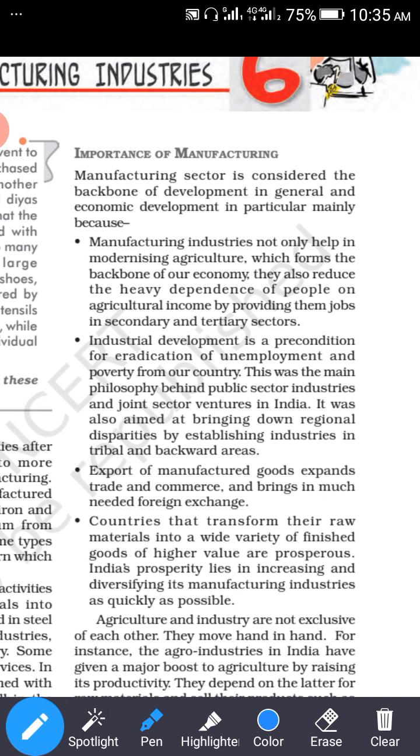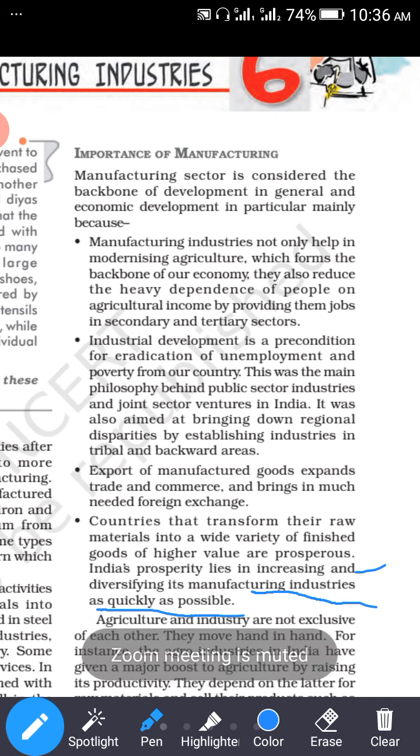And countries that transform their raw material into a wide variety of finished goods of higher value prosper proportionally. What happens by these things? Manufacturing industries make more valuable things, increasing and diversifying manufacturing industry as quickly as possible. It means that the manufacturing industry is developed.